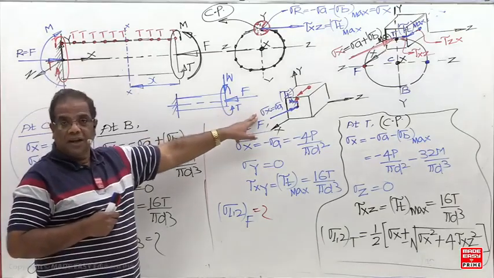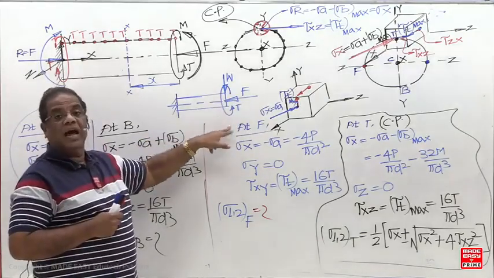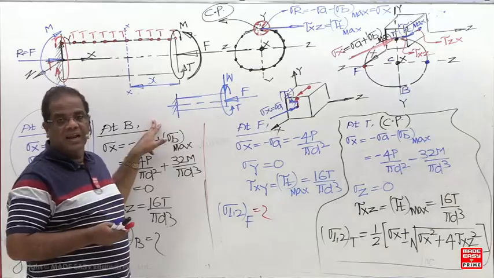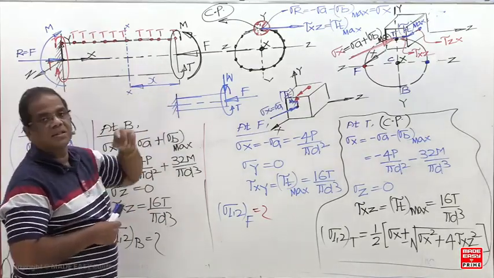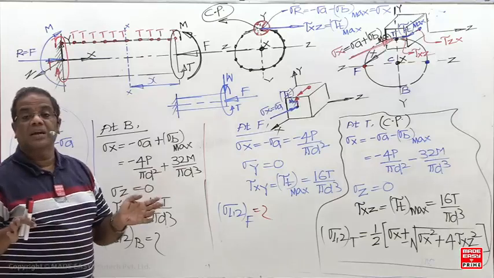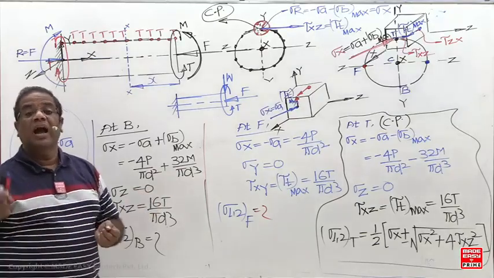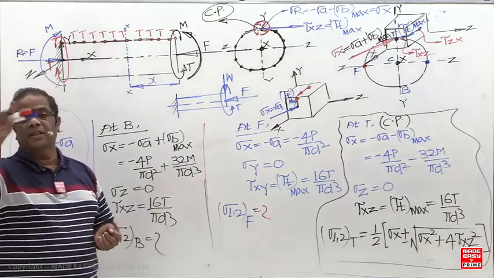What is the ALD? Negative rectangle. BMD is a triangle. SFD is a rectangle. Torque diagram is a rectangle. So which one is the critical cross section? This is the critical cross section. Clearly mentioned, the critical cross section is the cross section where axial load, shear force, bending moment and twisting moment are maximum.